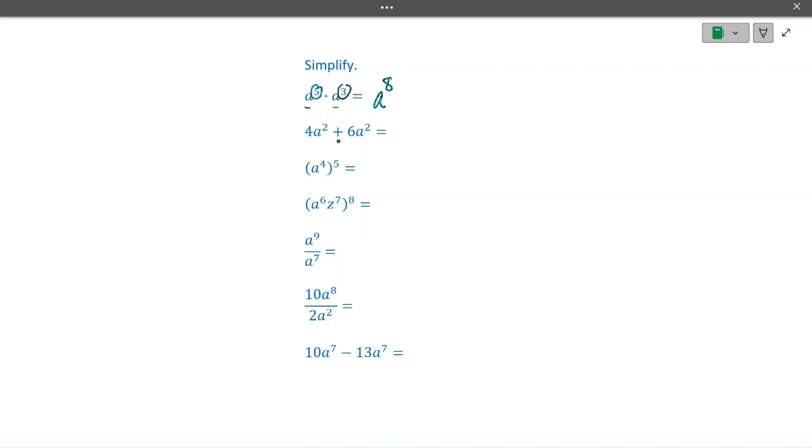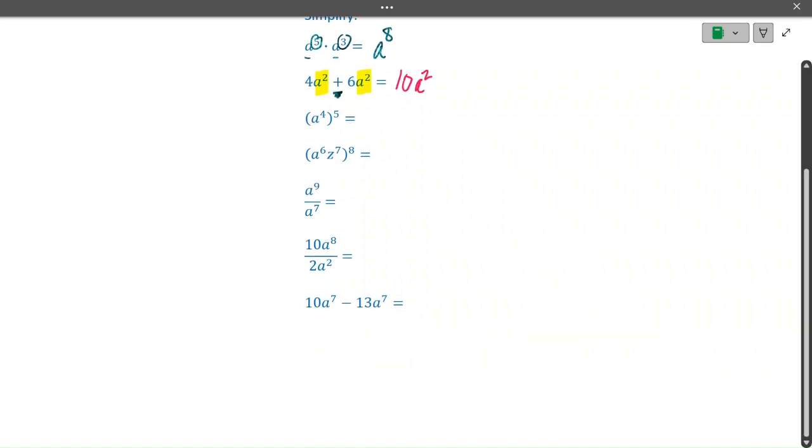Notice in our next example, we have 4a squared plus 6a squared. This is addition. It's not multiplication. We cannot use our exponent rules. What I do notice is that since my variable and my exponents are the same, these are technically like terms and they can be added. So when I have 4a squared plus 6a squared, that gives me 10a squared. Okay, we combine like terms.